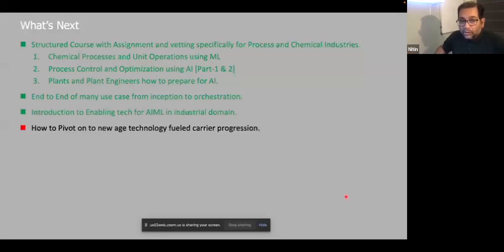Okay, and how to pivot your career to a new-age technology-fueled career rather than struggling to understand exactly why these new words are coming into my field. You will be more prepared to take on the next career. And not only AI, we are looking beyond AI, where it is going to be autonomous, intelligent, and interactable.